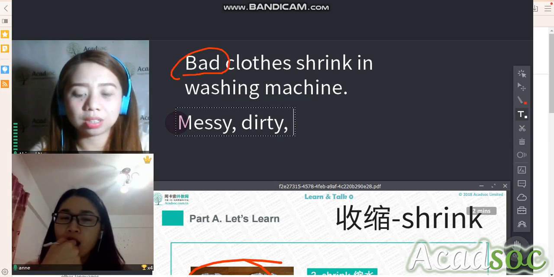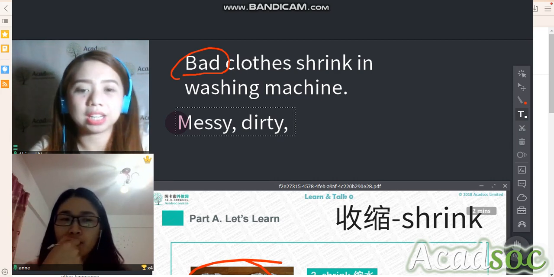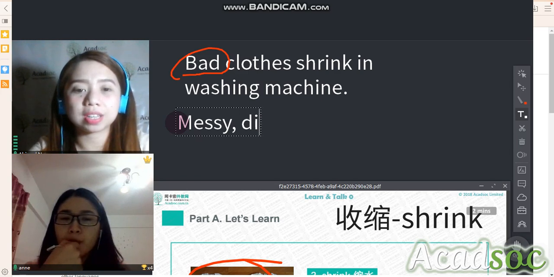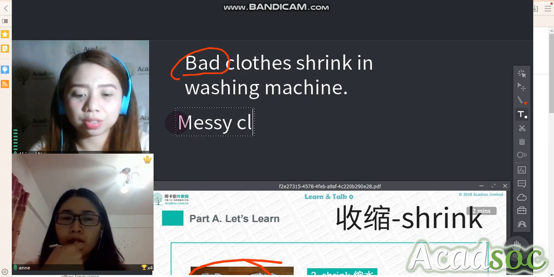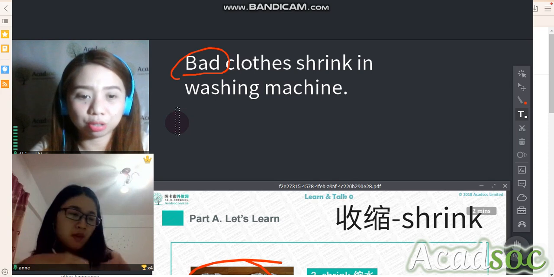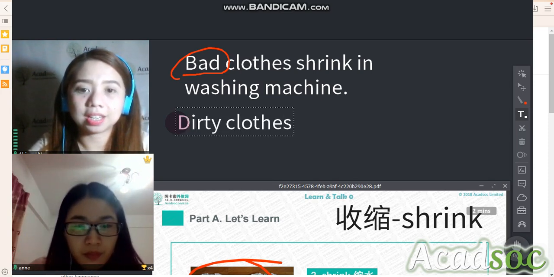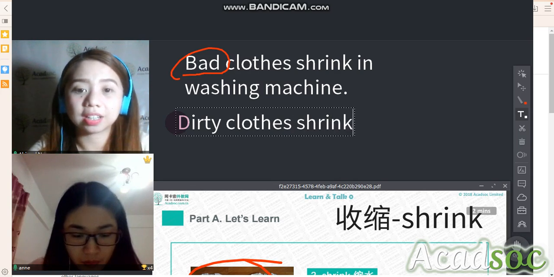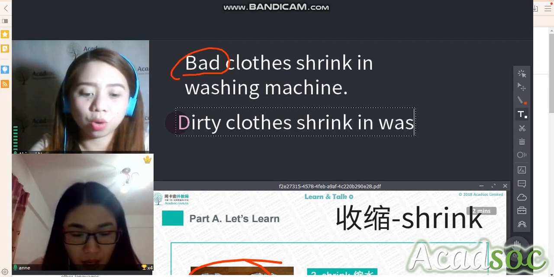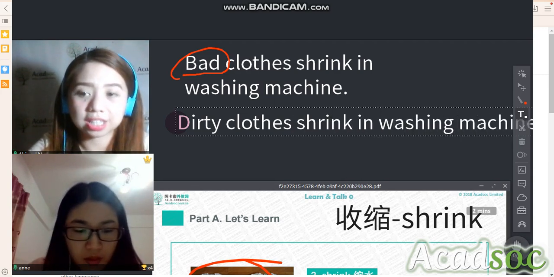Messy or dirty, okay? You can use these words. So, messy clothes or dirty clothes. Messy clothes shrink in washing machine.